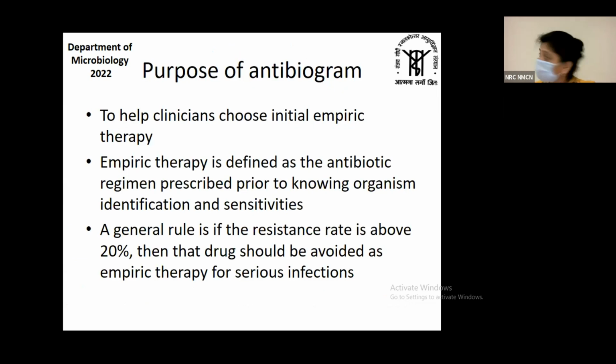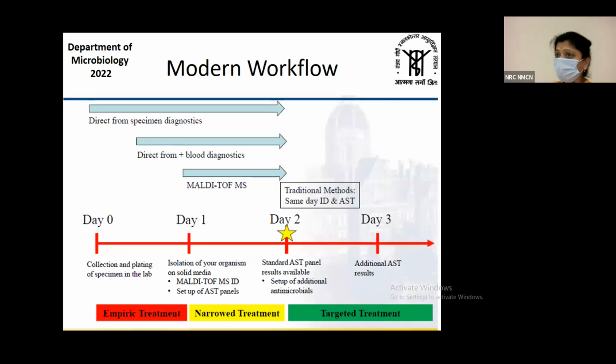Then, as I've told you, what is the purpose? I'll just take 5 more minutes. It is to help clinicians choose initial empiric therapy. Empiric therapy, as I've already told you, is given before we get the definite antimicrobial susceptibility data from the lab. And if the resistance rate is in general above 20%, we don't have this luxury. Now, what is the modern workflow of a microbiology lab?